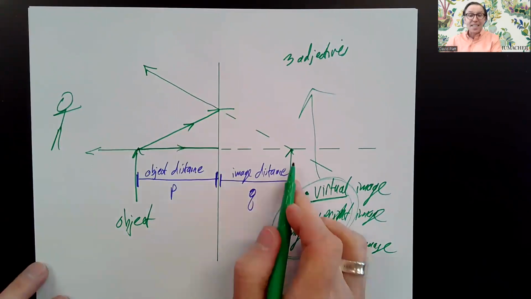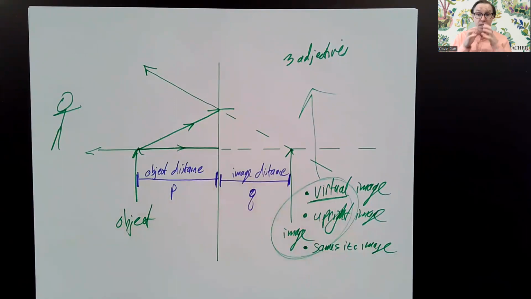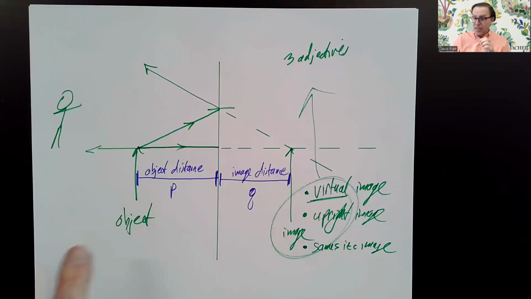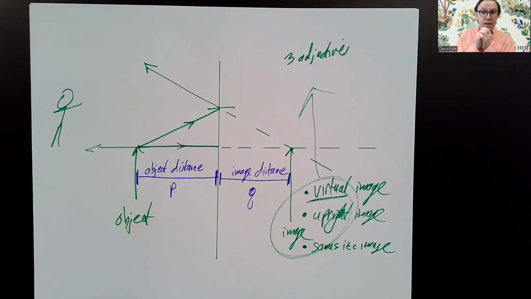And then one indicating the size of the image. Sometimes the image is bigger than the object. That's called an enlarged image. Sometimes the image is the same size as the object. That's called a same size image. And sometimes the image is smaller than the object. That's called a reduced image.